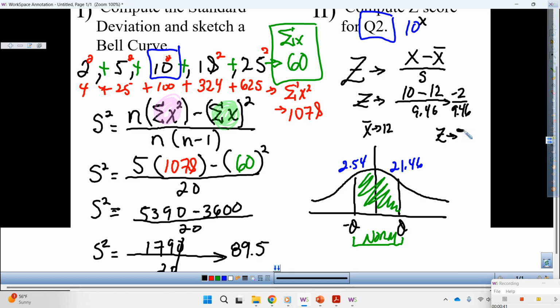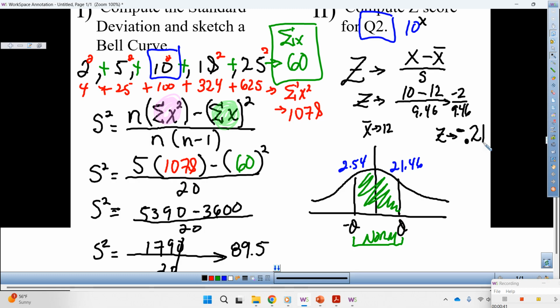Point 0.02? Approximately 0.02 what? 0.02. I'll leave it at 0.02 for right now. Oh, 0.21. Okay, my bad. Yeah, I did that on purpose, to see if you guys were paying attention.